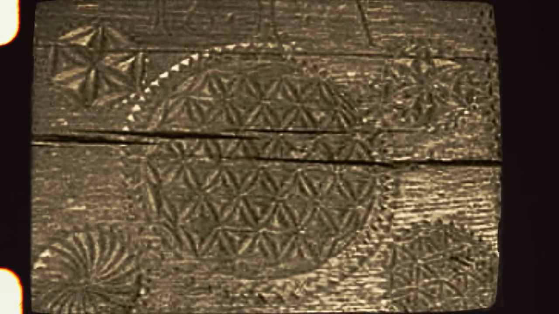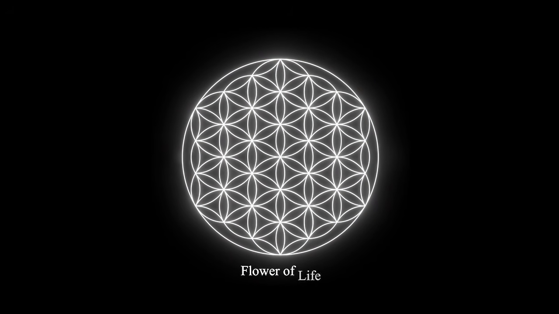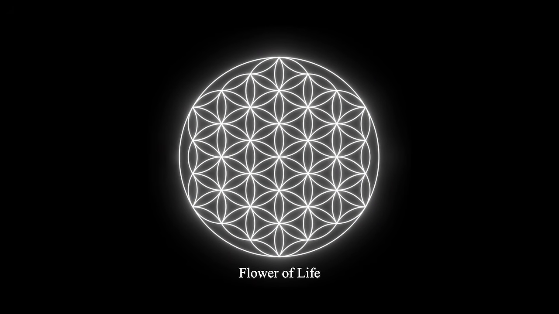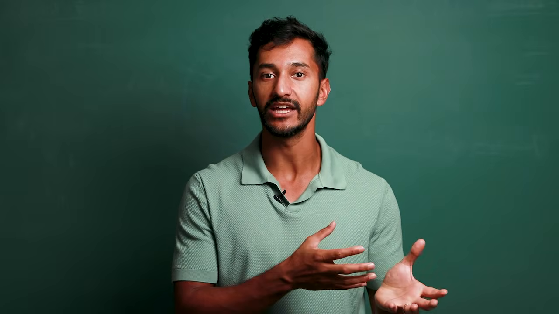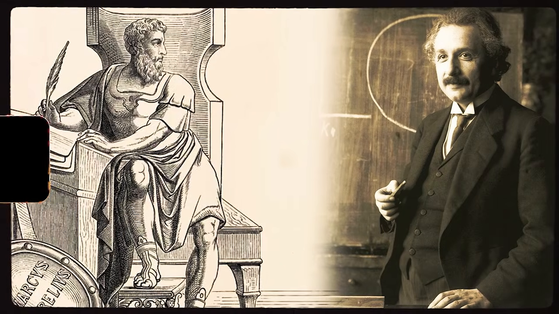Quazi here. Have you ever noticed how certain symbols keep appearing across different civilizations, eras, and even in nature itself? The flower of life is one of these symbols, a geometric pattern composed of overlapping circles that has been revered for thousands of years. What makes the flower of life so intriguing is its connection to both ancient wisdom and modern science.